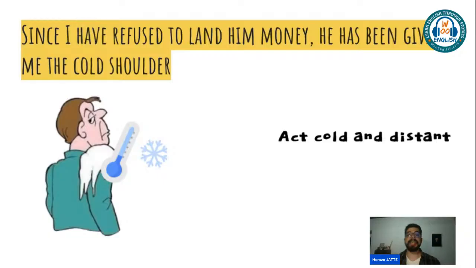For example, someone asked you to do a favor for them, but you said no. So they try to not answer your text, or maybe when you talk to them, they give you half answers, or they don't make eye contact with you. We say to turn or to give someone the cold shoulder.